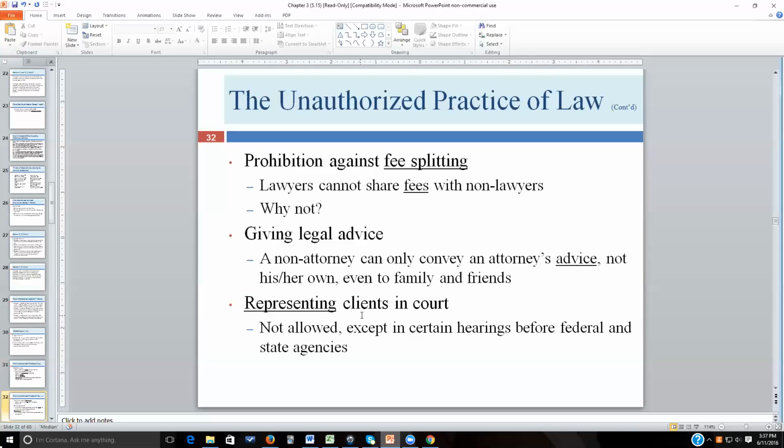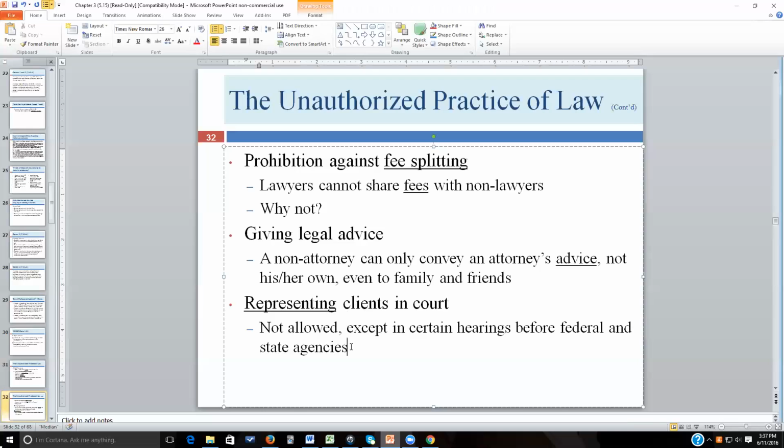Again, generally speaking, paralegals cannot represent clients in court, unless there are a few agencies that do allow it. One is in certain immigration hearings, where non-attorneys can represent, and in Social Security disability hearings, non-attorneys can represent. And there are other agencies out there. Those are the two that I'm familiar with.